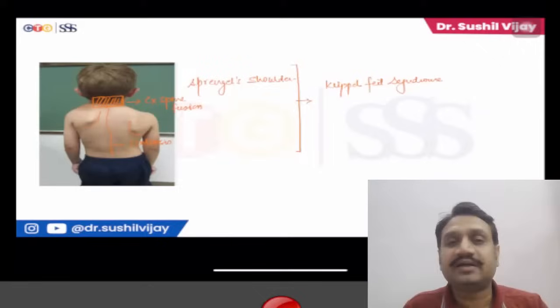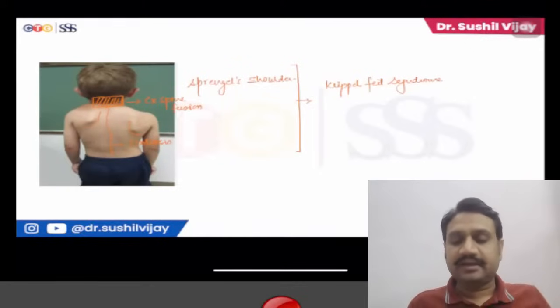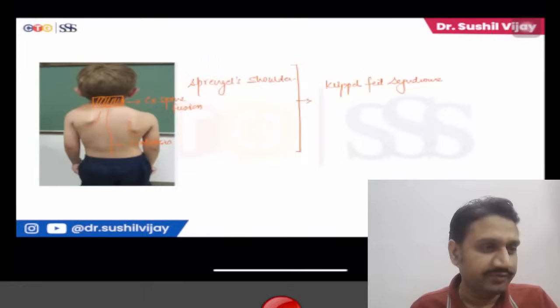Sprengel's can be a part of Klippel-Feil itself. Okay, the Sprengel can be a part of the Klippel-Feil itself. Image based question for your exams.